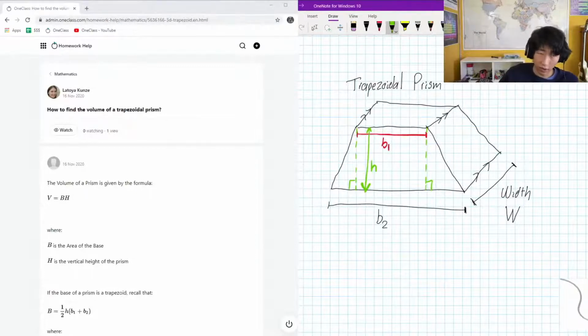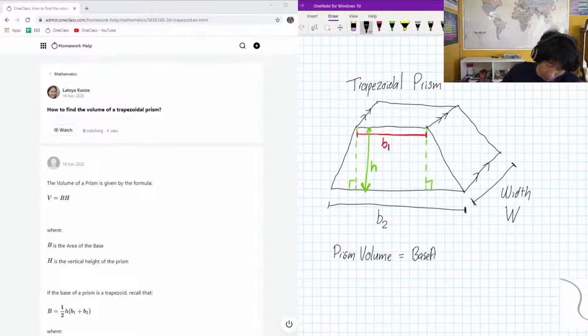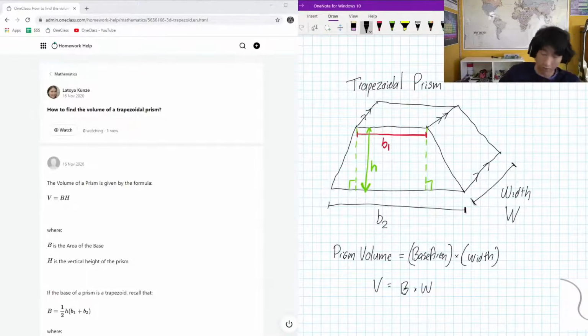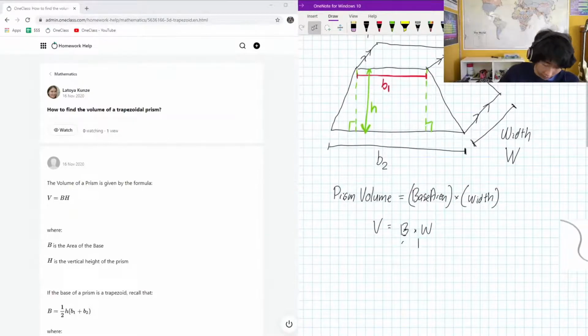Okay, so to find the volume, we're going to pretty much need to do the following operation. So with prisms, prism volume is equal to the base area multiplied by the width. So V is equal to base times width.